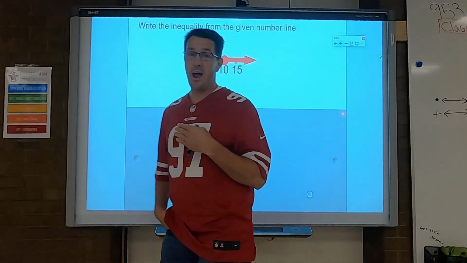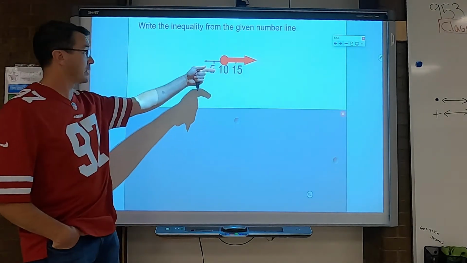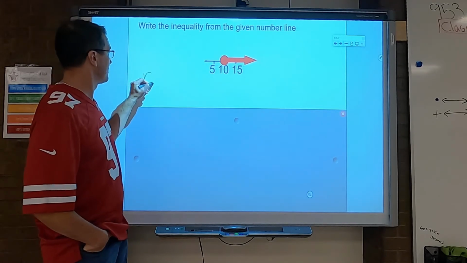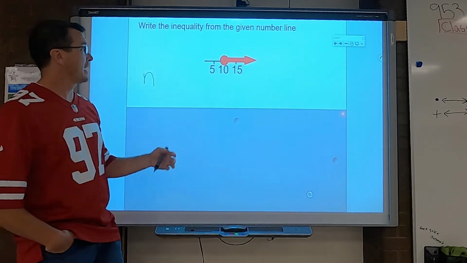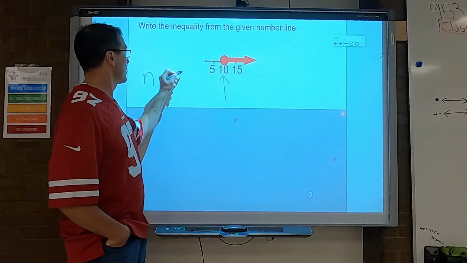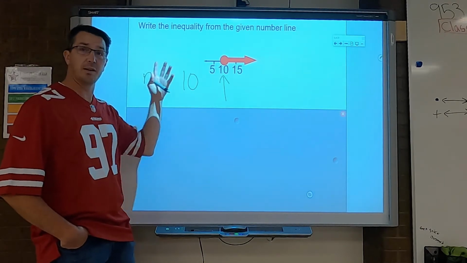So again, every time we see an inequality, I need to start off, and I'm creating an inequality that goes with the graph on the number line. I have to pick a letter. I'm going to pick n again. N is my variable. Then I look, where is the circle on? The circle is on the 10. So I'm going to put a 10 on the other side, so I have a space between them. So variable on the left, number on the right.